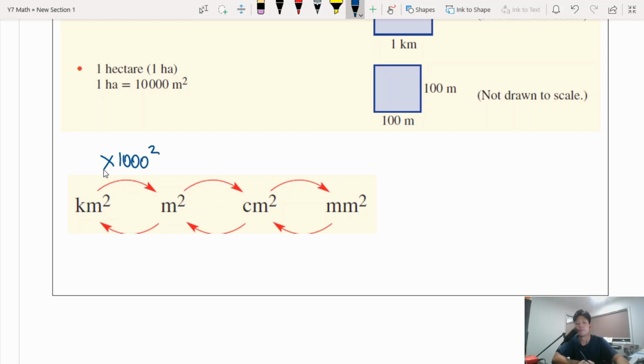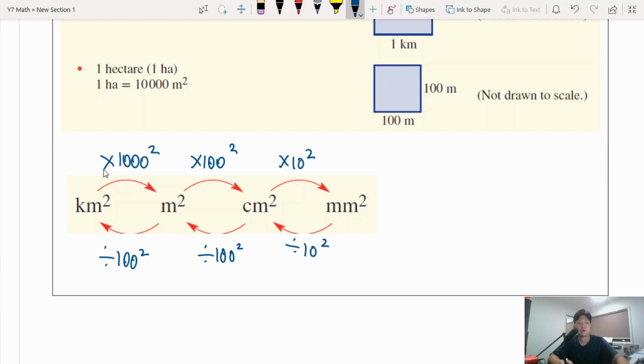So if you want to get from kilometer squared to meter squared, you need to not multiply it by 1000 like we did for length, but we'll need to multiply by 1000 squared this time. Meter squared to centimeter squared, we multiply by 100 for length, but it will be 100 squared for area. Same thing here, and we'll just do the opposite way when we're going the other way, and divide it by 1000 squared.